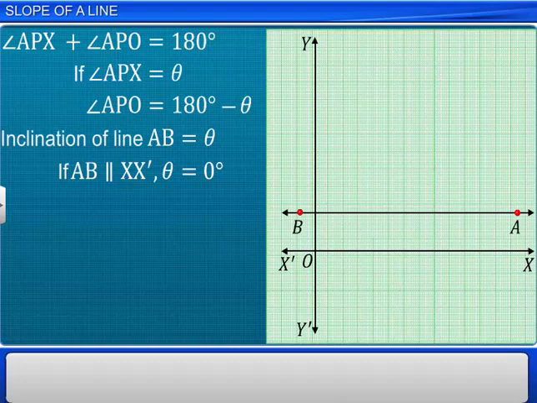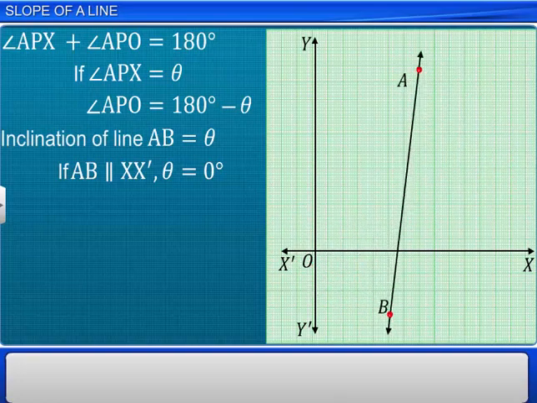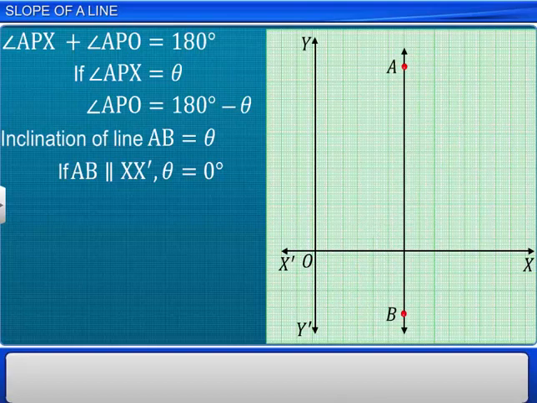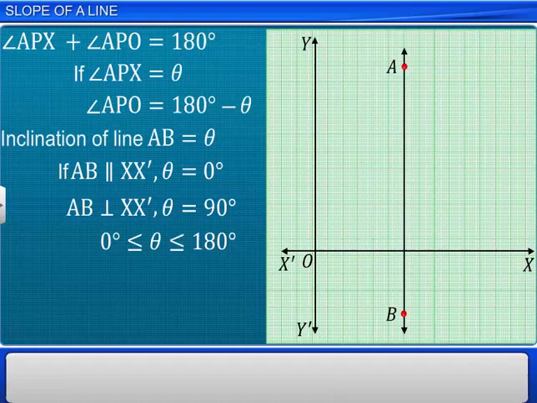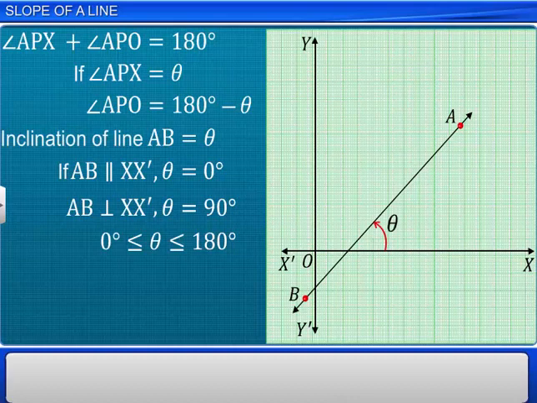The y-axis and the lines parallel to it are called vertical lines. If line AB is parallel to the y-axis or perpendicular to the x-axis, then its inclination is 90 degrees. The inclination of a line can have a value anywhere from 0 to 180 degrees. If theta is the inclination of a line, its slope or gradient is given by tan theta. The slope of a line is represented by m.